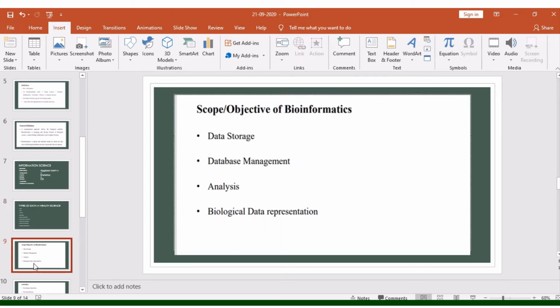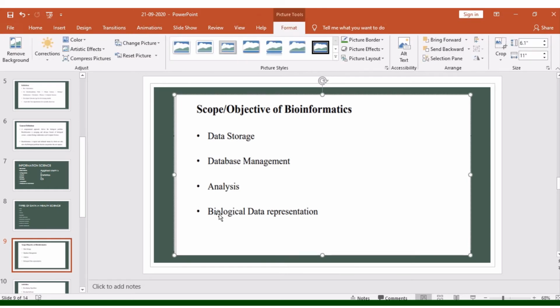Next, the scope and objective of bioinformatics. So what is the scope? We can store the data easily, we can manage the data easily, and we can analyze the data while it is being stored. And one more thing is biological data representation.